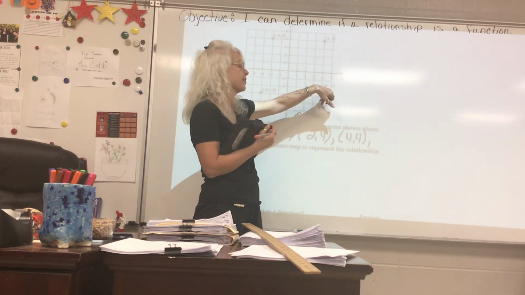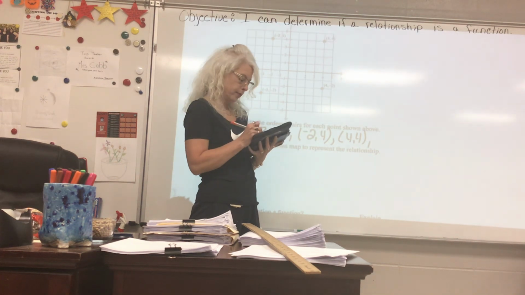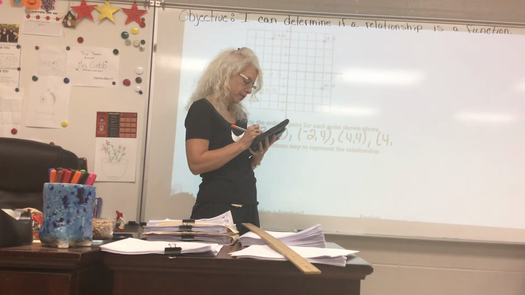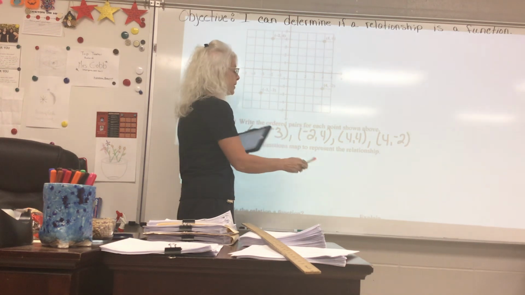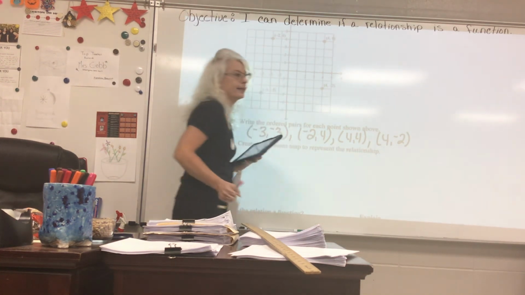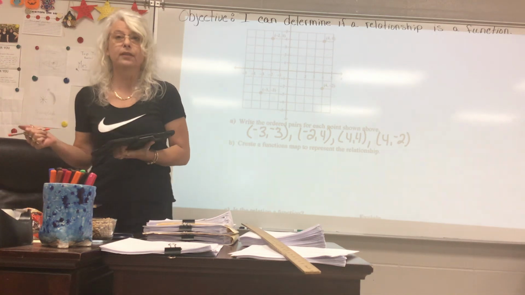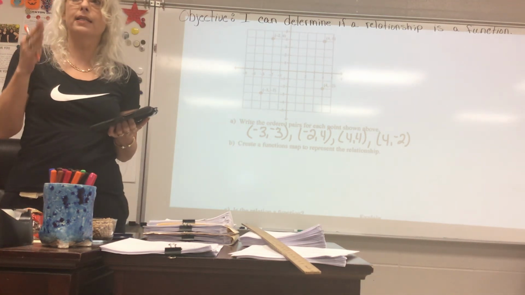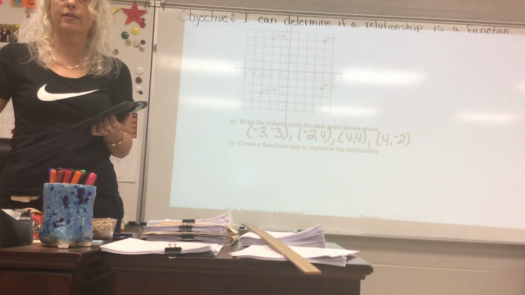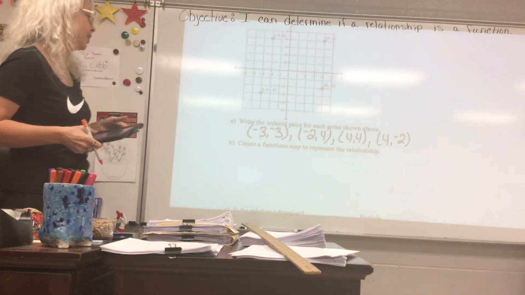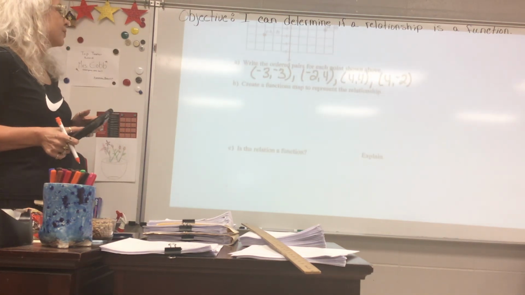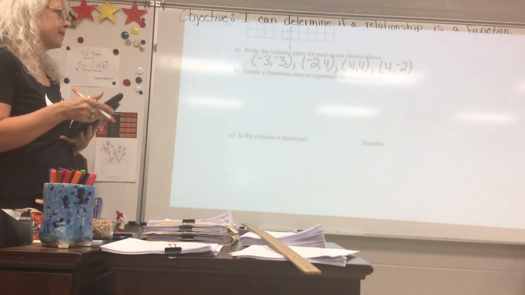And what is the ordered pair for this point? 4, negative 2. Do you see that there's a comma in between each set of parentheses? Because just like in writing words, you put commas in between words in a series. You do that for numbers too. Then part B says create a function map to represent the relationship.